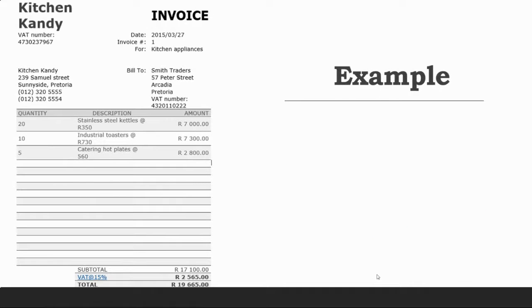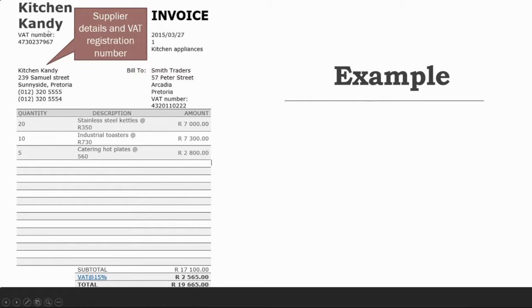Okay, so let's take an example of an invoice. This is Kitchen Candy's invoice. Here at the top, you will see we've got the supplier's details and VAT registration number. So here is our supplier name, their VAT registration number, their details. They post their address and their telephone numbers. Then on the right hand side, you have the customer's details and their VAT registration number. Then normally we have the word invoice at the top.